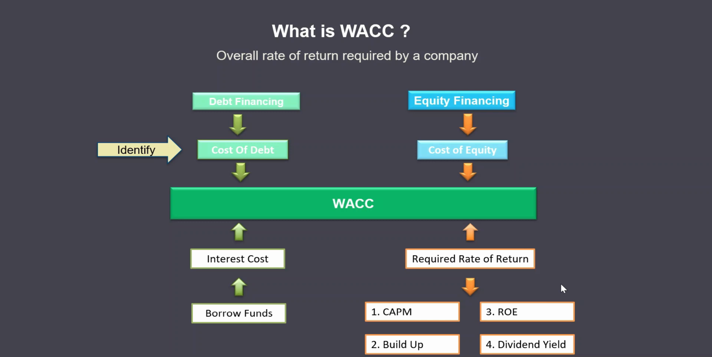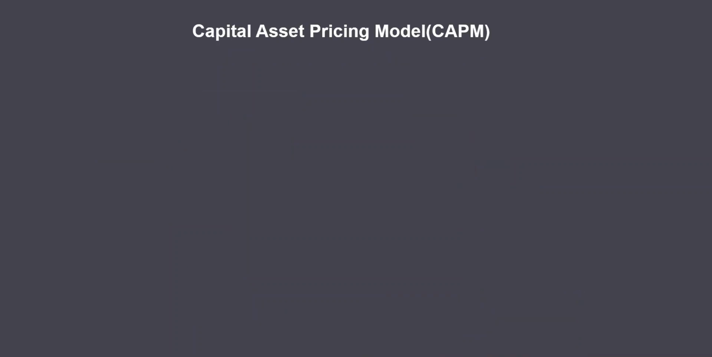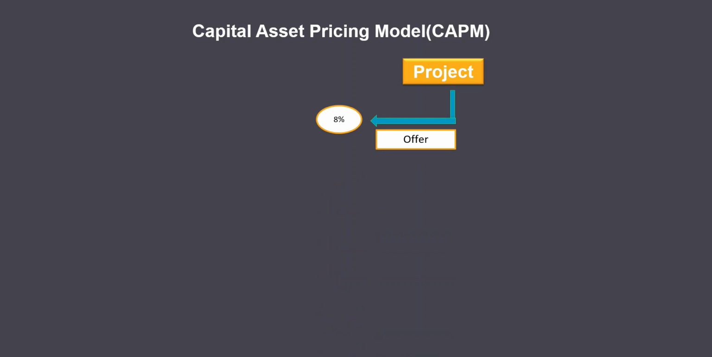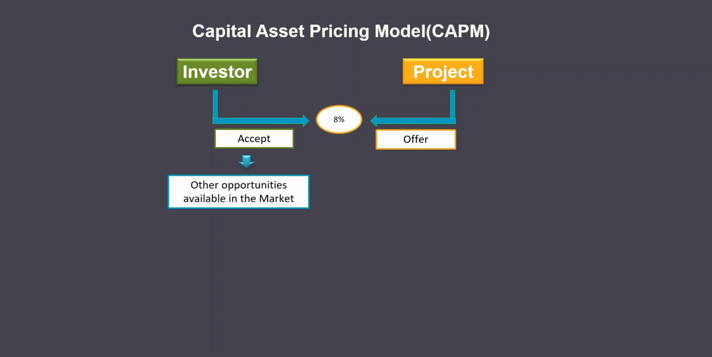Now let's move on to the calculation of the capital assets pricing model. In order to explain it, let me take a practical example. Let's say there is a project. That project offers an interest rate, or return rate, of 8%. As an investor, what can you do? Either you can accept this offer or you can explore the possibility of other opportunities available in the market.